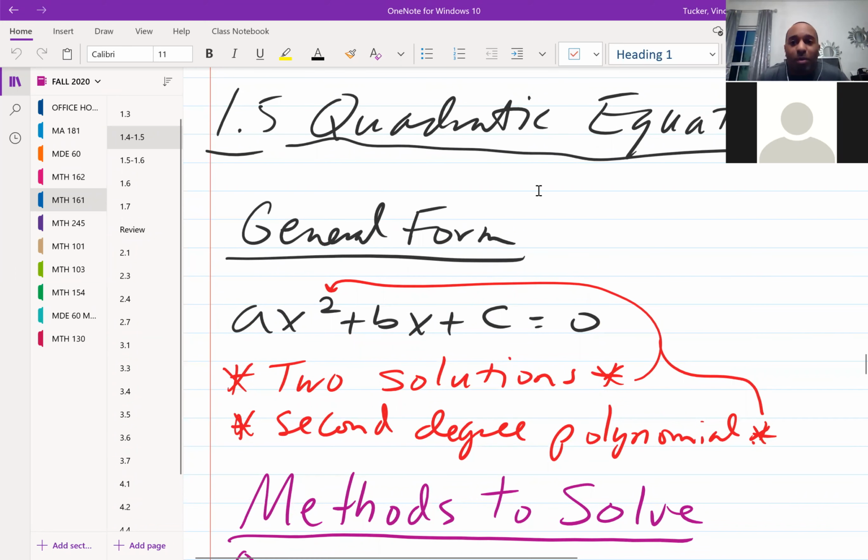All right, so 1.5, quadratic equations. This is our general form, ax squared plus bx plus c equal to 0. The main difference between this and what we've done up to this point, linear equations, is that in this case we're going to get two solutions because we have a second degree polynomial. The highest degree is 2, so we should be getting two solutions. Before we received 1, now we're getting 2.